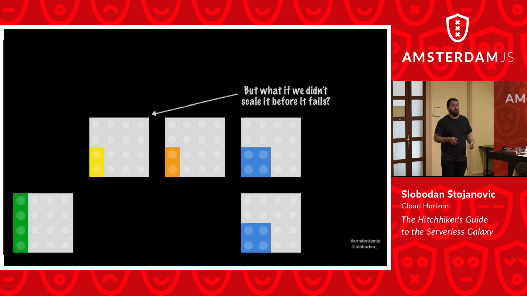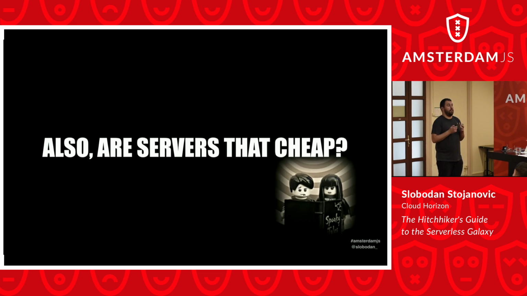But what if the yellow part fails? Then if we don't have a copy, we'll still have a problem. A smaller problem, but still a problem. Also, one more question. Are microservices cheap? I don't think so, because try to explain to your client that you need 15 of them when you start building your application. It's not working for me.